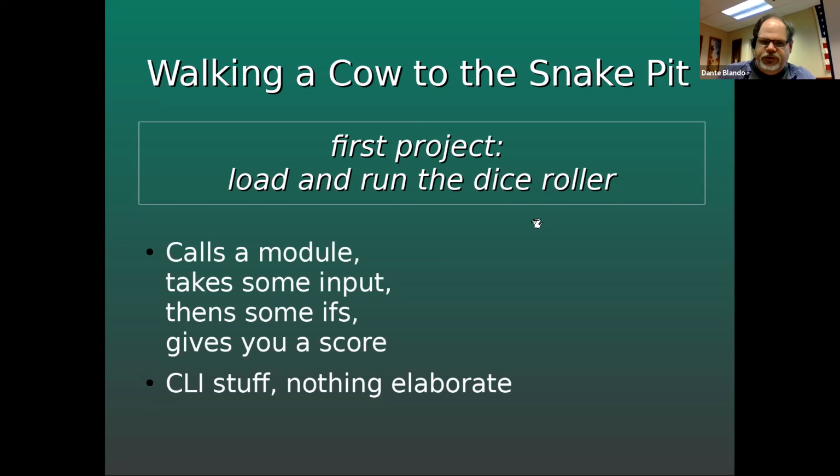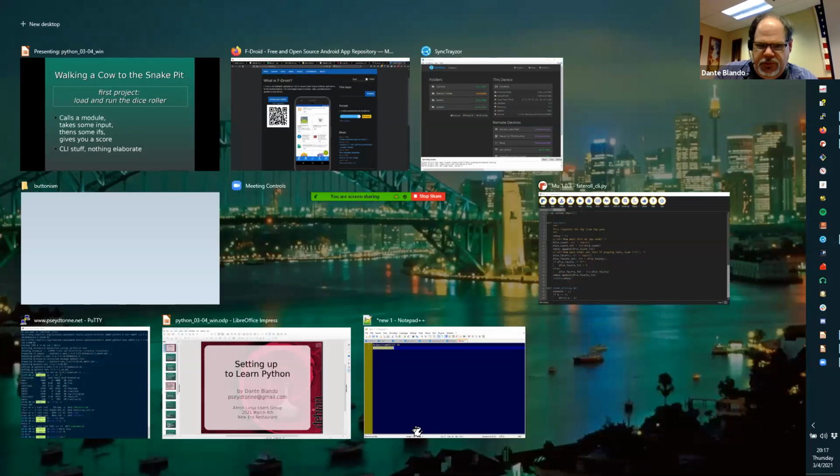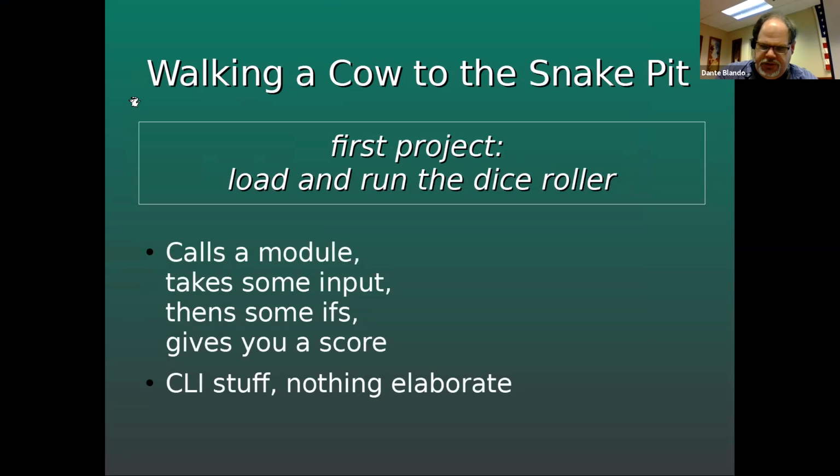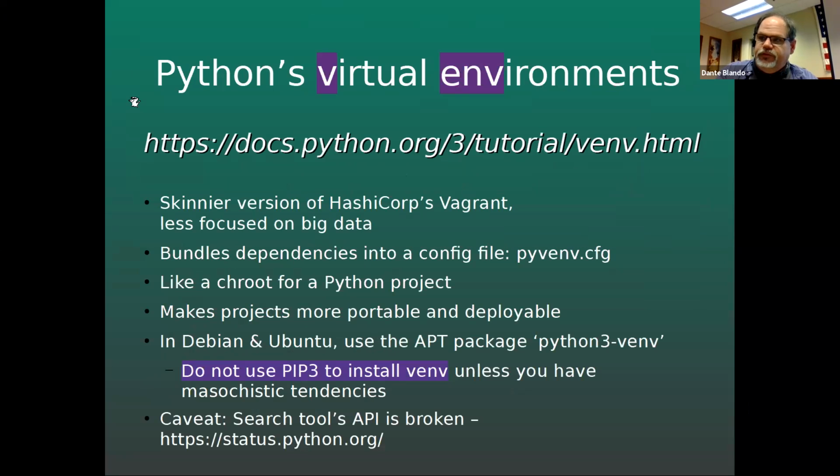But our first project here is going to be loading and running this dice roller script that I have. It calls a module, particularly random. It takes some input, it then has some ifs, and it gives you a score. It's all command line, nothing elaborate. And so, with great wonder, I bring you to the place where we will do this. Oh wait, no, I don't, because I still need to introduce Python's virtual environments. Venv, which I guess they call venv. I've been saying venv all day.